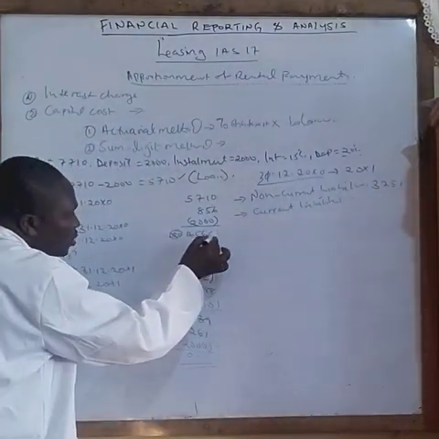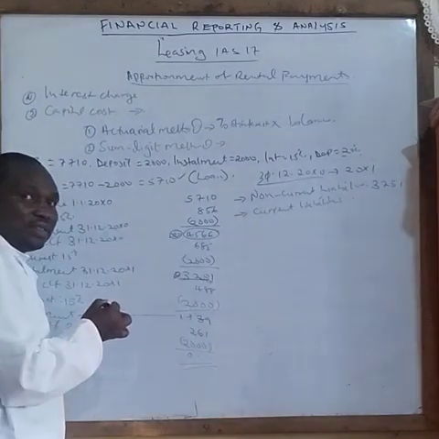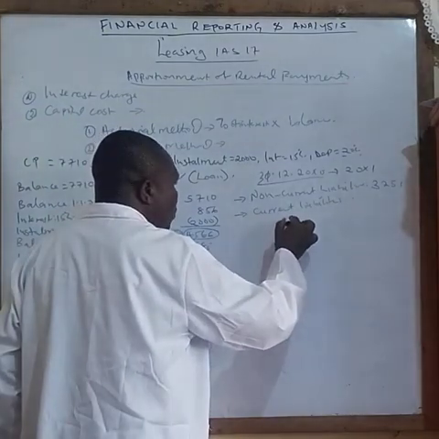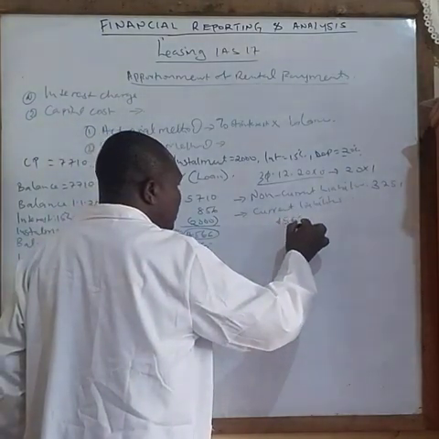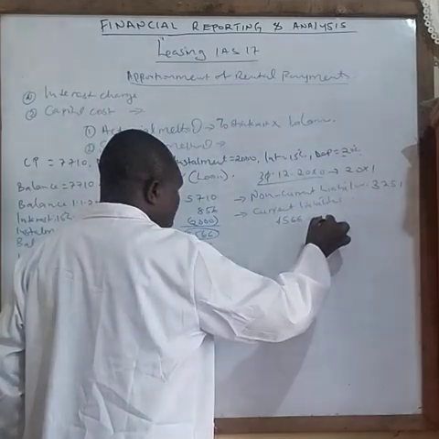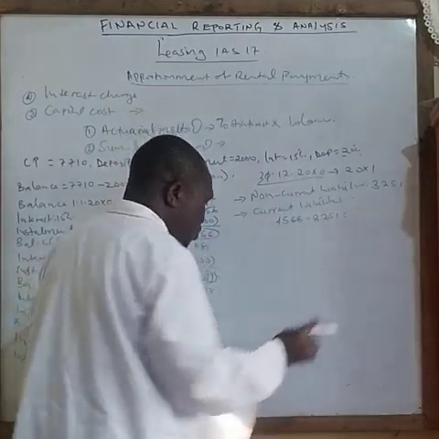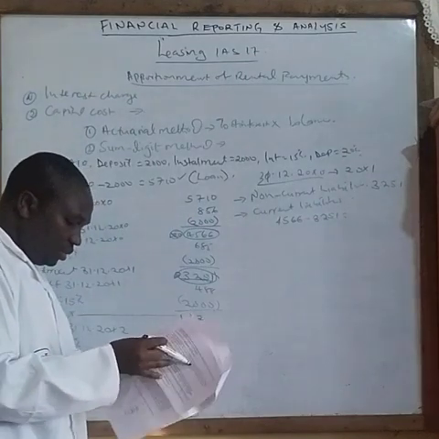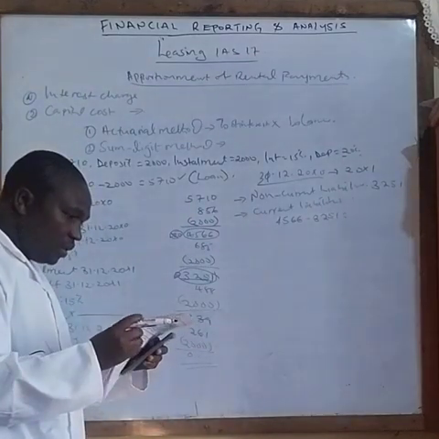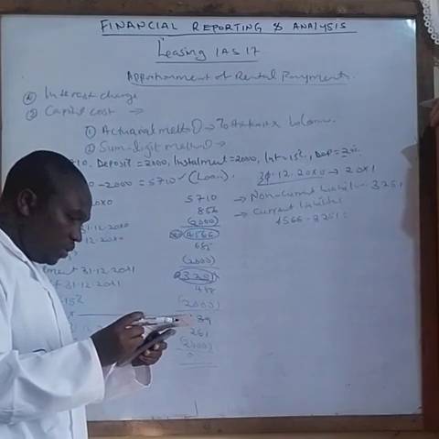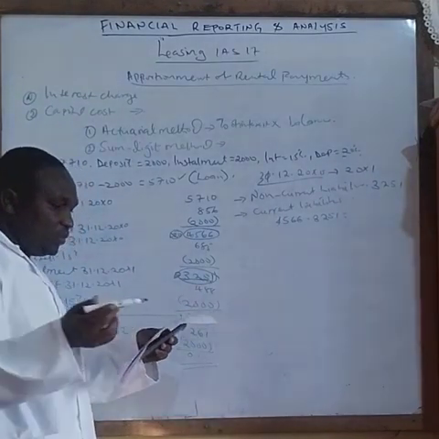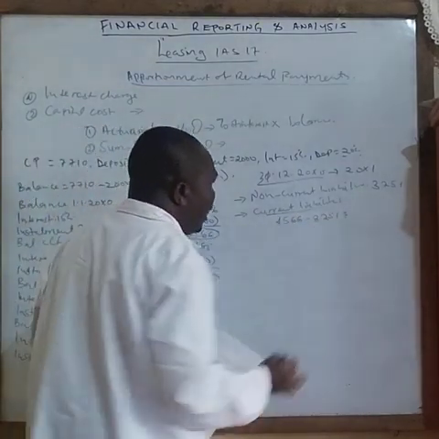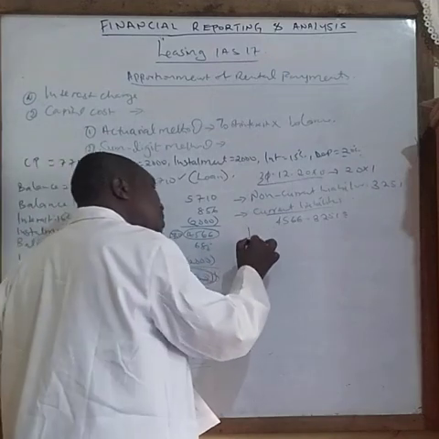How do I get then the current liability? It will be very simple. You just now take 20x0 minus 20x1. So this one will be 4,566 minus 3,251. So your value there will be, how much is that? If you subtract, the figure you'll get is for the current liability.